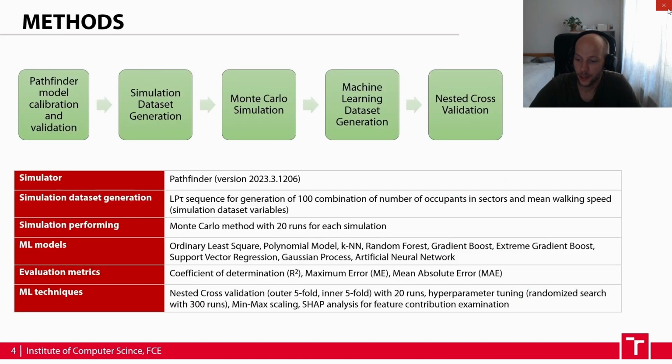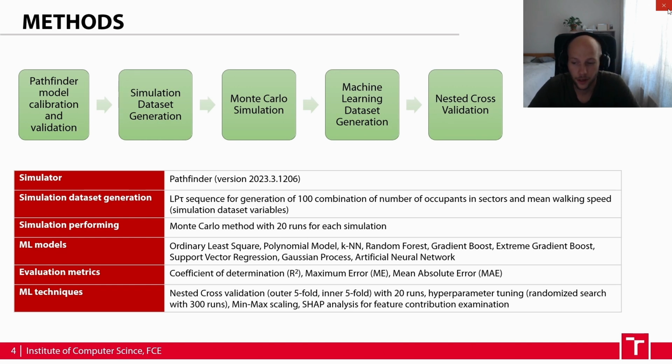For this purpose, we created an evacuation model of a building using Pathfinder software, then generated a simulation dataset with 100 samples based on 3 variables using a method for generating quasi-random numbers called Sobol sequence. This method allows for uniform coverage of the interval for each variable. After that, we perform classic Monte Carlo simulations with 20 runs, so in the end we performed 2000 simulations. Afterwards, we used this simulation dataset for analysis and to generate new machine learning dataset, which was used for training meta-models using a nested cross-validation technique.